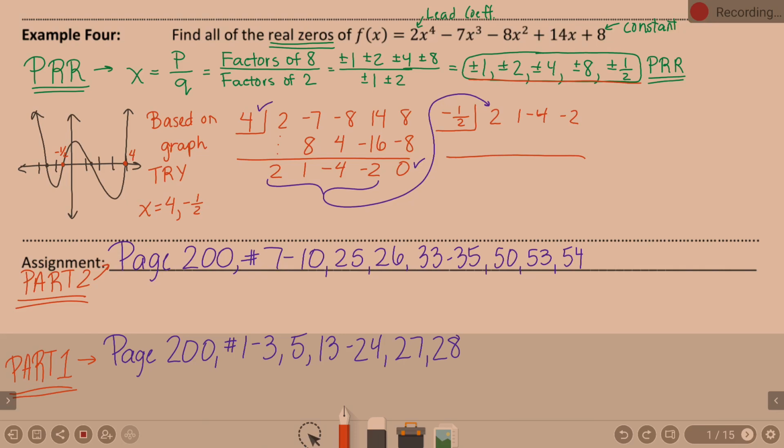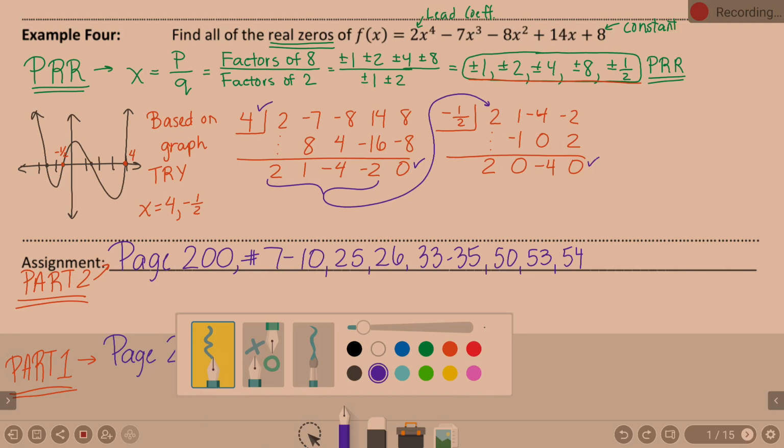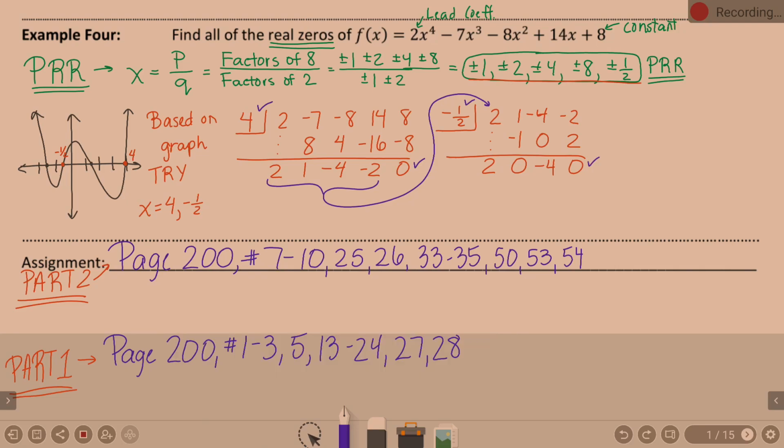Drop the 2. -1/2 times 2 is -1. 1 plus -1 is 0. -1/2 times 0 is 0. -4 plus 0 is -4. Negative 1/2 times negative 4 is 2. Negative 2 plus 2 is 0. Did it work? Yes, it worked, as we suspected it might.